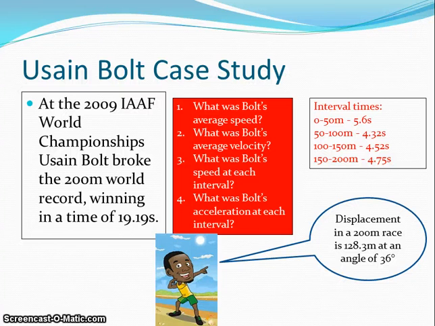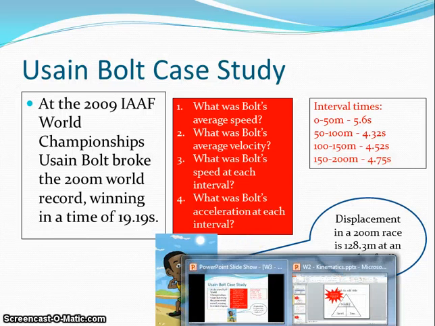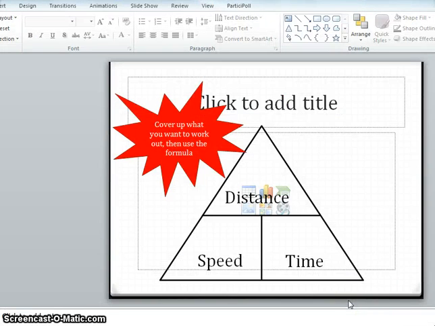Right, so this is the screencast to show you how to complete this Usain Bolt case study. So the first question we've got is here. What is Bolt's average speed? If you go to the triangle that you need, if we cover up speed, we know speed equals distance over time.